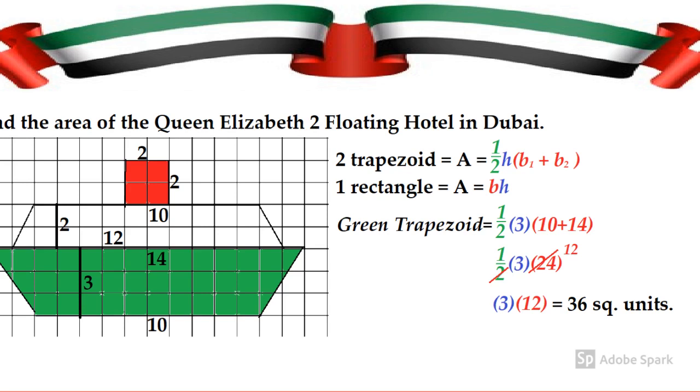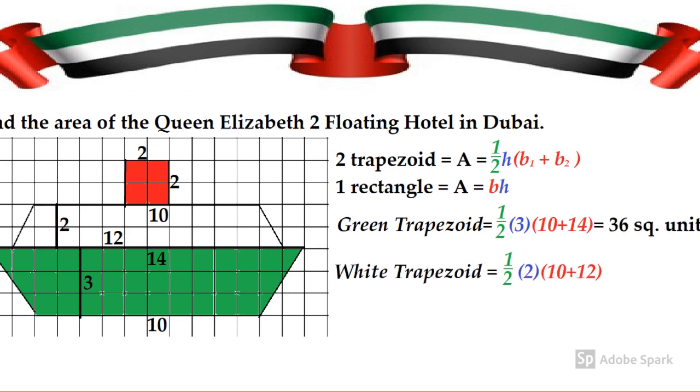So how many 2 in 2? There's 1. How many 2 in 24? There's 12. Therefore, we can simplify the equation. 3 times 12 is equal to 36. The area of the green trapezoid is 36 square units.